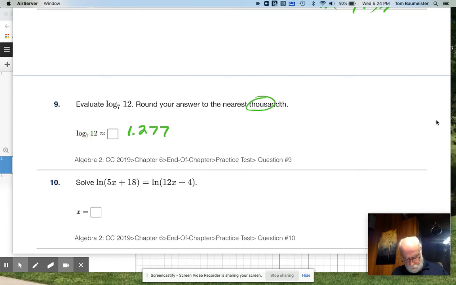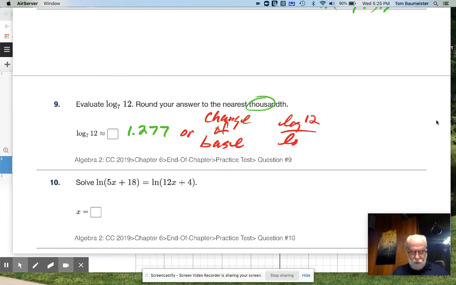And if you have a calculator that won't allow you to do this, remember what I showed you was the change of base formula. Which remember is either the common log or the natural log. So you could say log of 12 over log of 7, and you'll get the same answer. So you can use either one. And again, that will still give you 1.277.